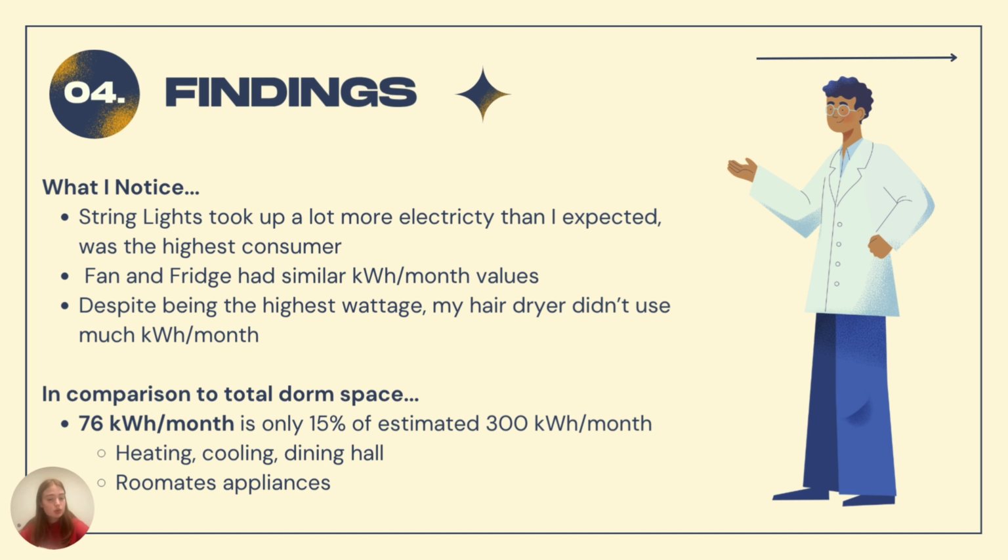In comparison to the total dorm space, 76 kilowatt hours per month is only about 15% of the total estimated value. This is because my audit doesn't take into account heating and cooling, and also the dining hall facilities that are downstairs, as well as all my roommate's appliances, which will also add to the kilowatt hour per month value.